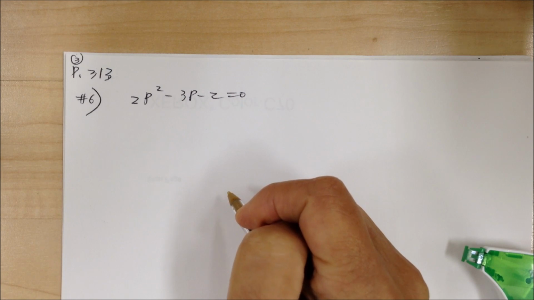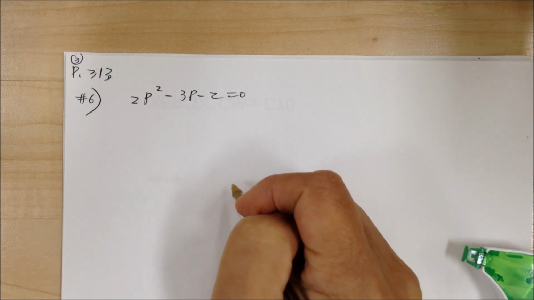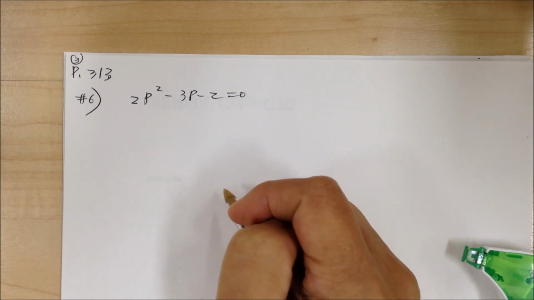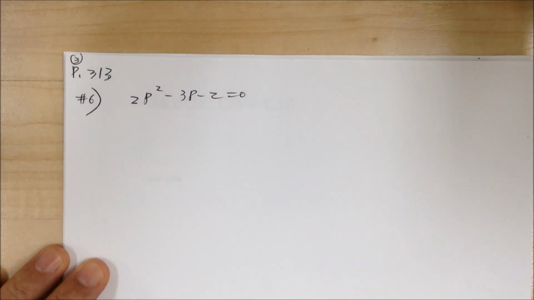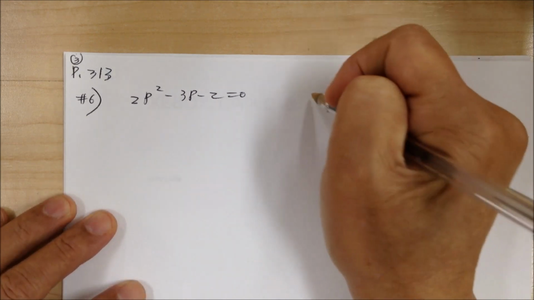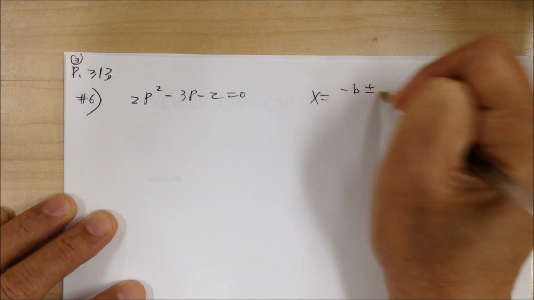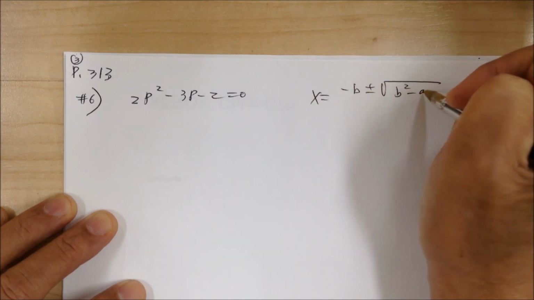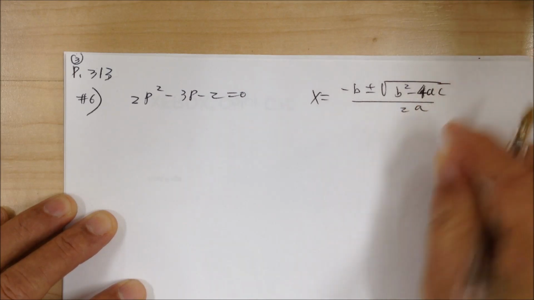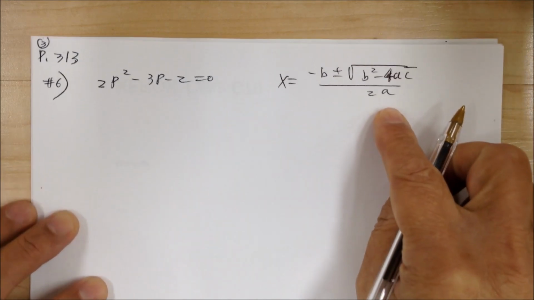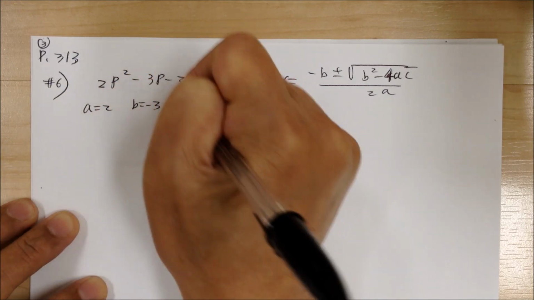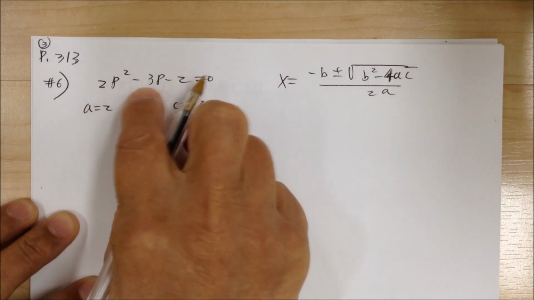And this one says solve each equation. So since this lesson is on the quadratic formula, let's go and solve by the quadratic formula. The quadratic formula is x equal to negative b plus or minus square root of b squared minus 4ac, over 2a. So make sure you have this formula. So a equal to 2, b equal to negative 3, c equal to negative 2. So that's your a, b, c.